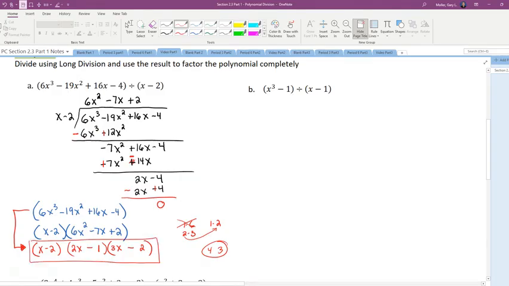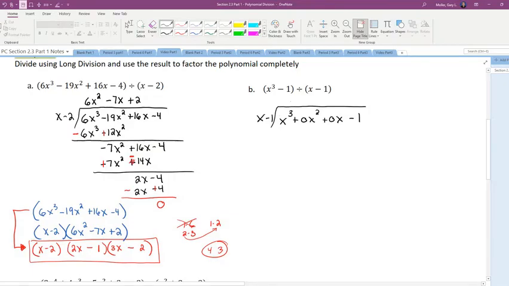All right, let's go ahead and try part B. You'll notice in part B that there is a missing term or two. I don't have an x squared or an x. It's going to be very important, more so in the dividend, what we're dividing into, than the divisor, that we account for any missing terms. So when I write this down, I'm going to write x cubed plus 0x squared plus 0x and minus 1. And what that's going to do is it's going to help things line up correctly when I do my dividing.